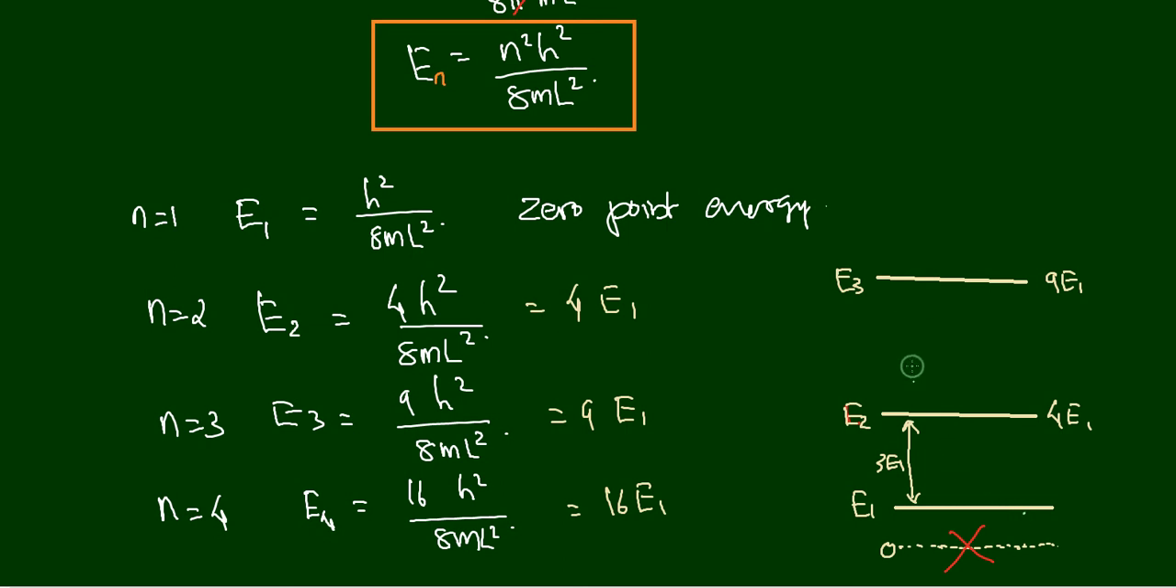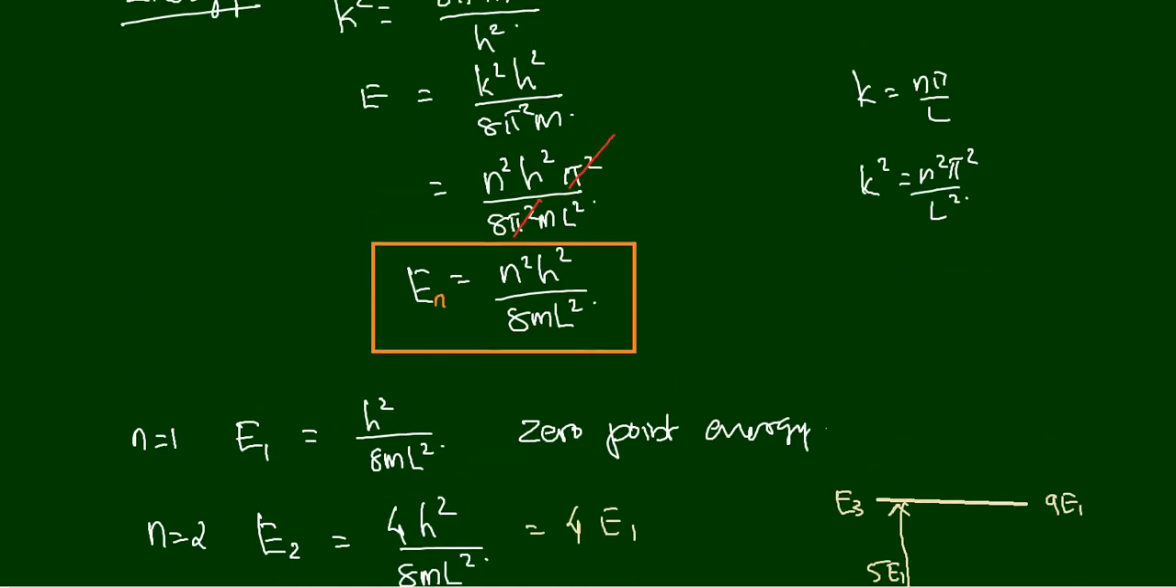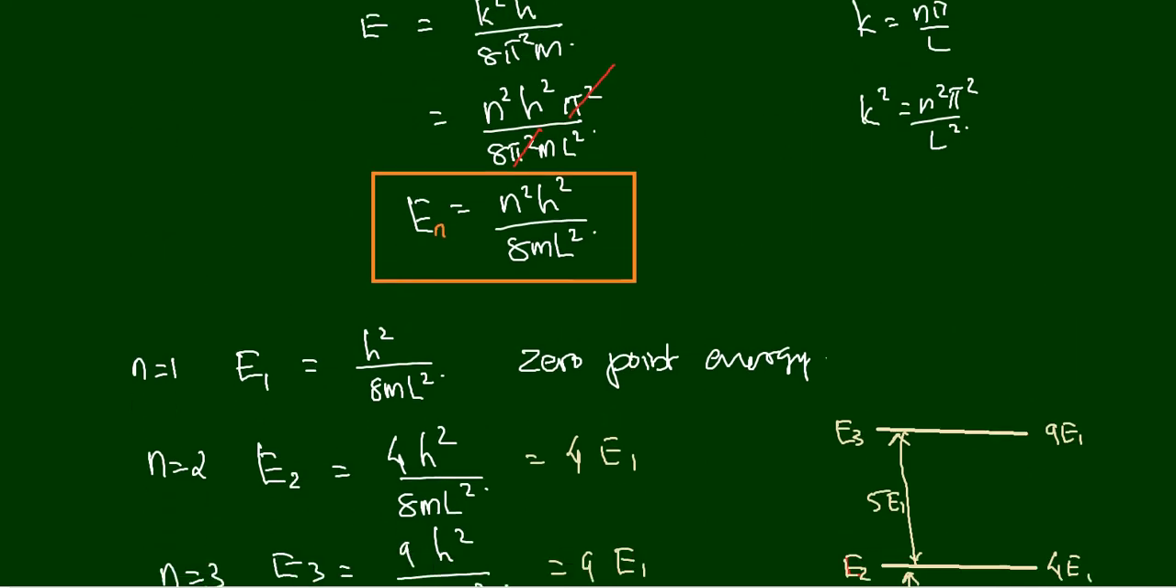So what is the difference between E2 and E3? This is 4 E1 and this is 9 E1. So the difference between E2 and E3 is 9 E1 minus 4 E1, that is equal to 5 E1. And if you are writing E4, E4 will be 16 times E1. So E4 is somewhere here, and that is 16 times E1.